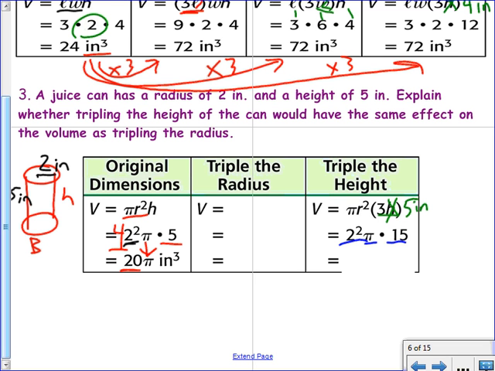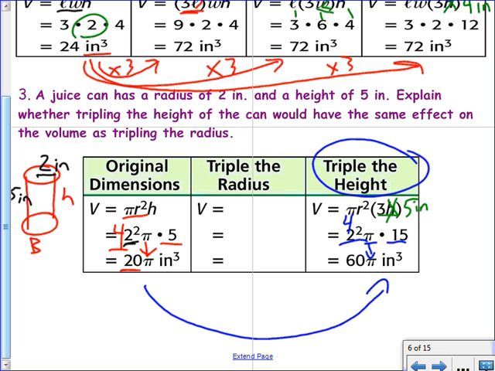When I multiply 2 times 2, I get 4. And then 4 times 15, I get 60. And the pi just drops down again because it's 60 times pi. So 60 pi inches cubed. So when I tripled the height here, what I really did was I tripled the volume, times 3 volume. Okay? 20 pi times 3 gives you 60 pi.